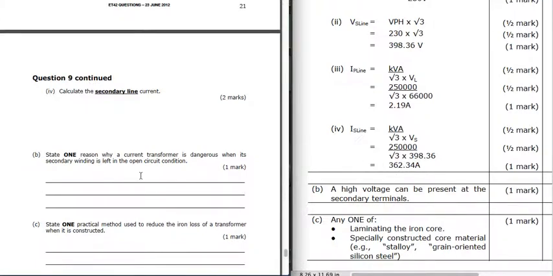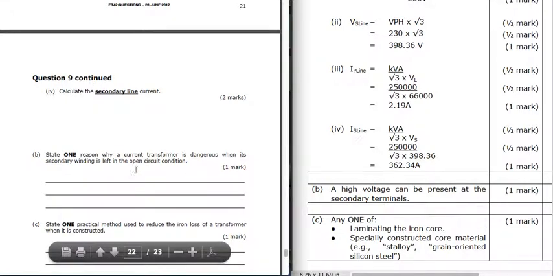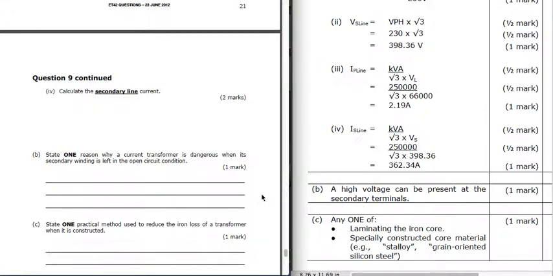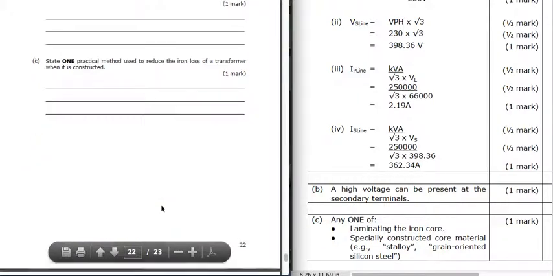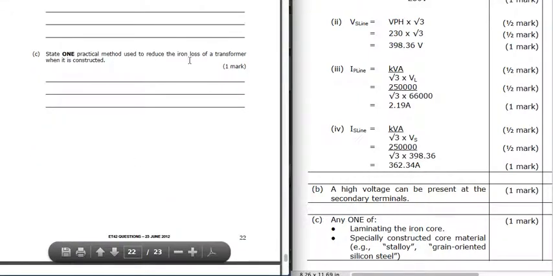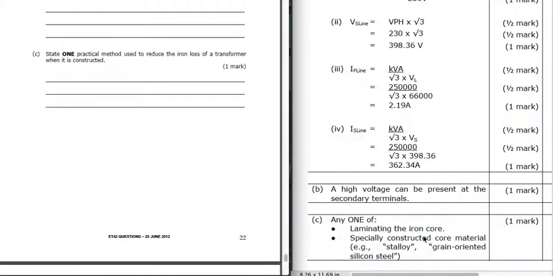B, why is a current transformer dangerous when we've got the secondary winding left open circuit? If we leave that open circuit, and we've seen this before, then we can get a very high voltage at the secondary terminals. How can we keep the iron losses down in the transformer? Well, the main thing I remember is laminating the iron core, or we can use a special material like Stalloy or silicon steel.